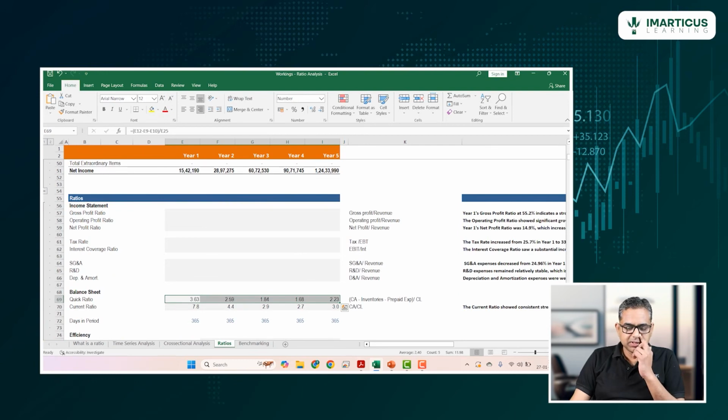So as we discussed, this would be lower than our current ratio. This is the stress test of liquidity. That means even if the company is not able to sell its inventory and generate cash from inventory, even then the company has enough capacity to pay down its current liabilities. So next we have leverage ratios, also known as solvency ratios.